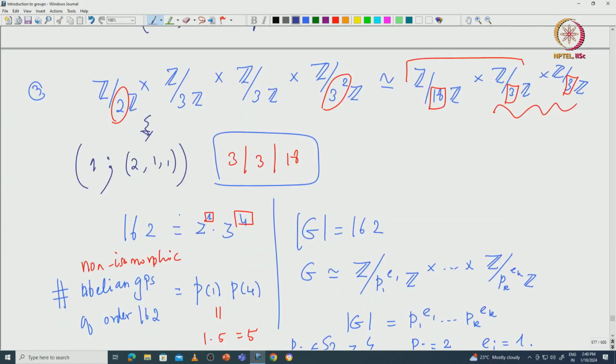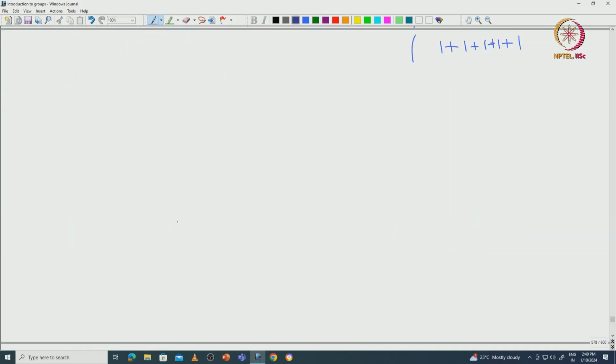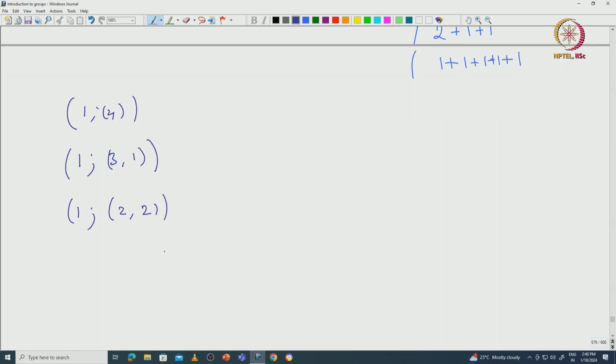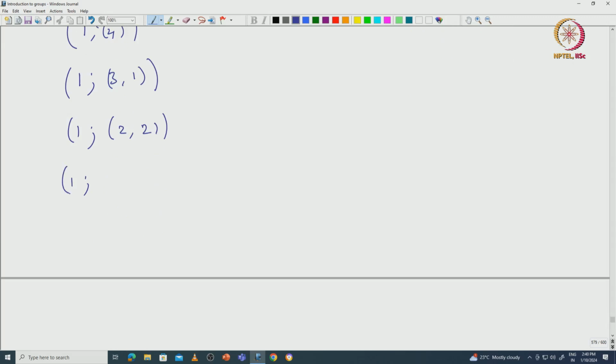Now, what about the other things? Let us write all of them. So, 1 : 4, this is the first one, and then 1 : 3 1, that is the second one, again 1 : 2 2, that is the third one, and then 1 : 2 1 1, the fourth one, and 1 : 1 1 1 1.